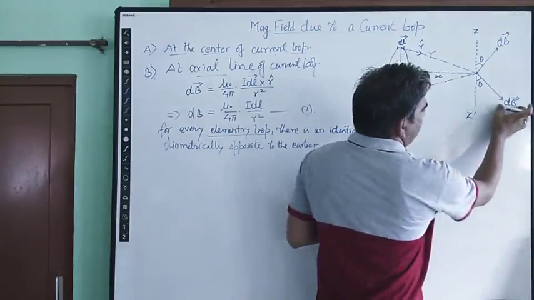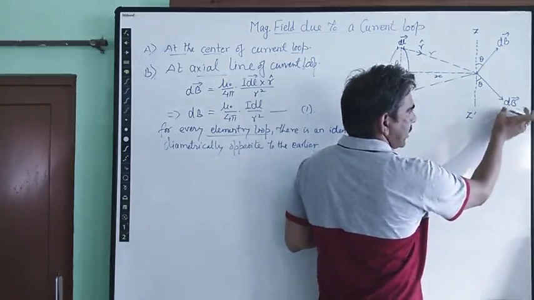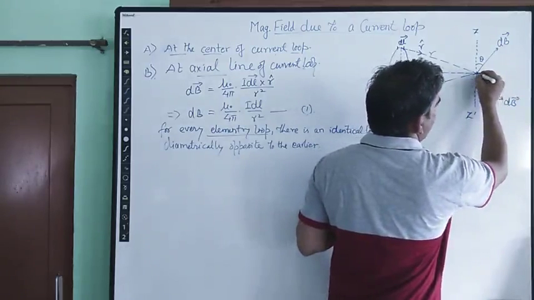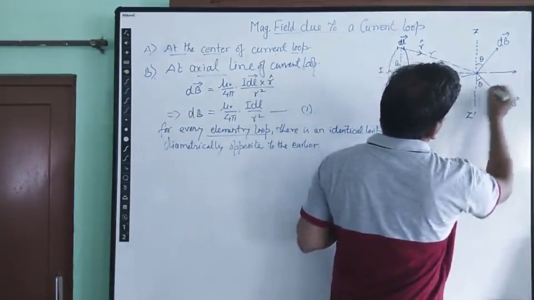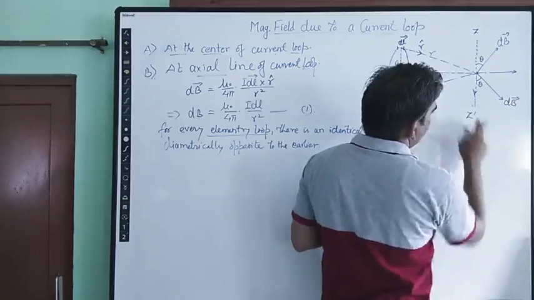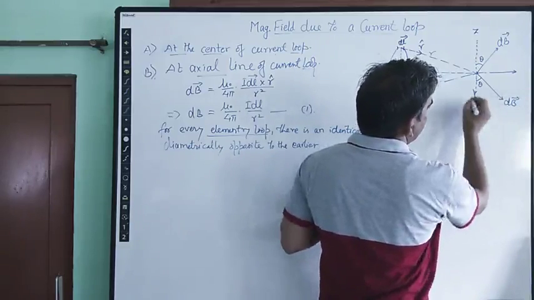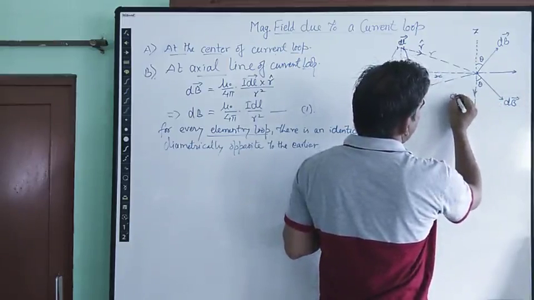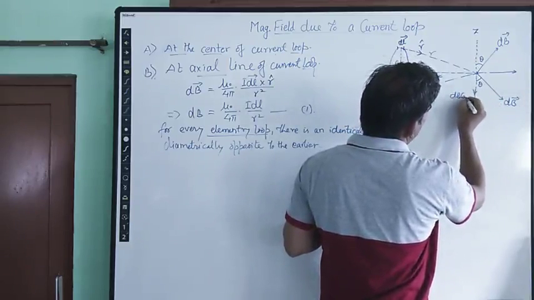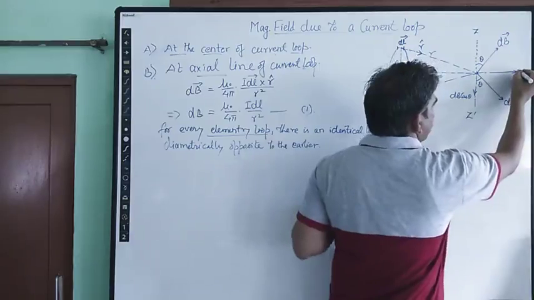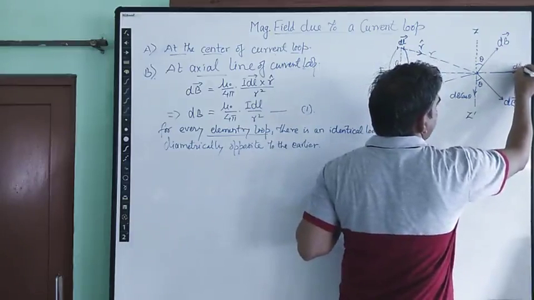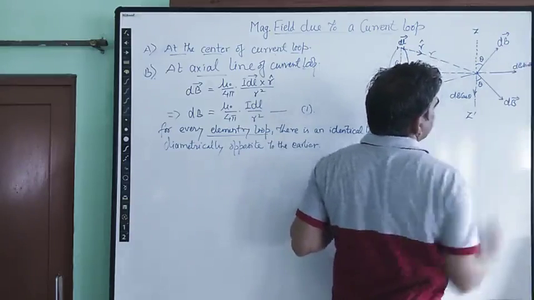So this component of magnetic field can be resolved into two components, one along the horizontal and one along the vertical. If we represent this to be dB, the vertical component can be written as dB cos theta, and the horizontal component can be written as dB sin theta.